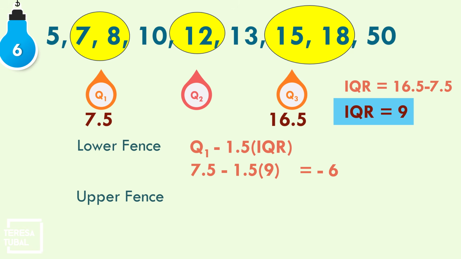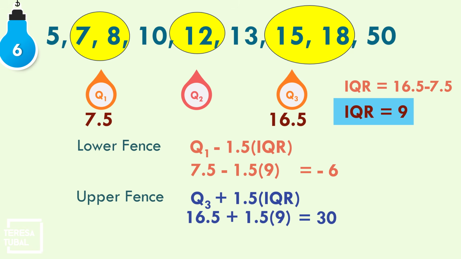How about the upper fence? So upper fence, quartile 3 plus 1.5 times the interquartile range. Quartile 3, that is 16.5 plus 1.5 times 9. So 16.5 plus 1.5 times 9, the answer is equal to 30.